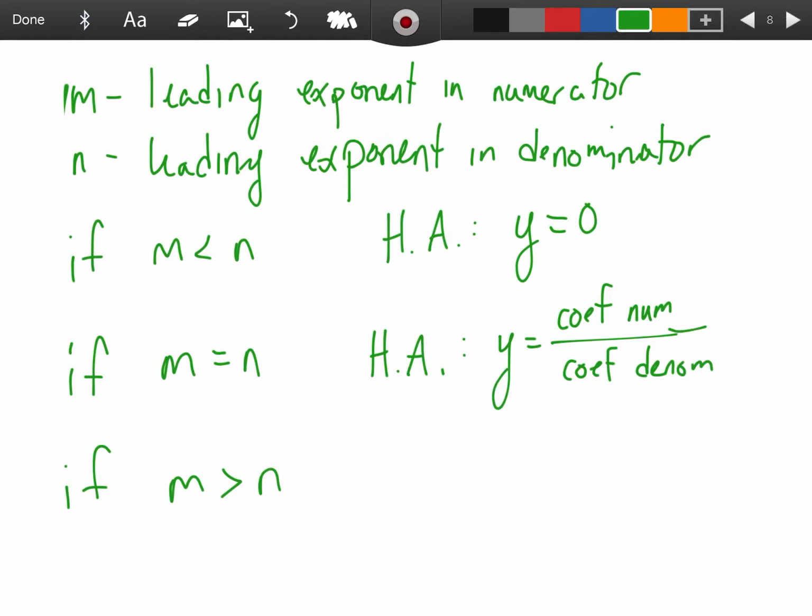And then if m is greater than n, so if the exponent in the numerator is greater, when you simplify it down, that means you're still going to have an x in the numerator. So as x goes to infinity, the function will also go to infinity. So there is no horizontal asymptote if the exponent in the numerator is greater than the highest exponent in the denominator.